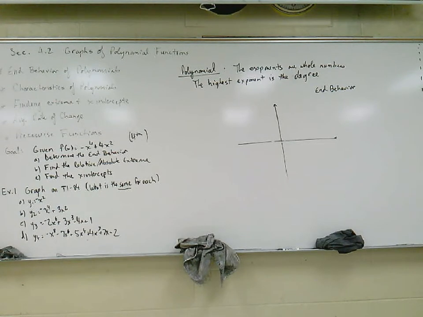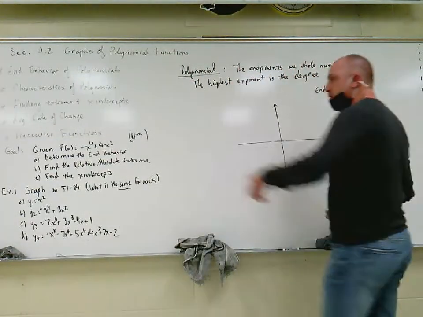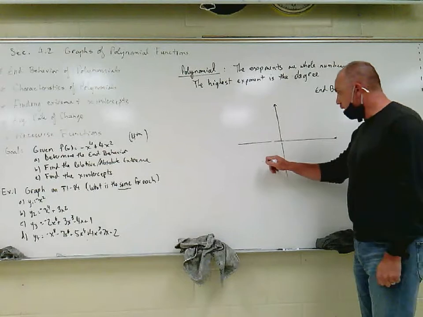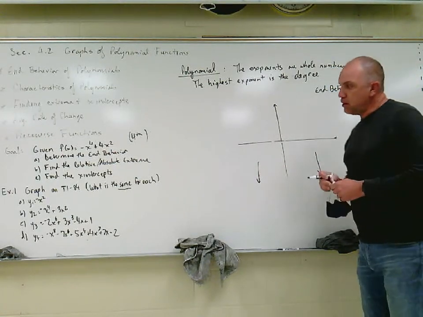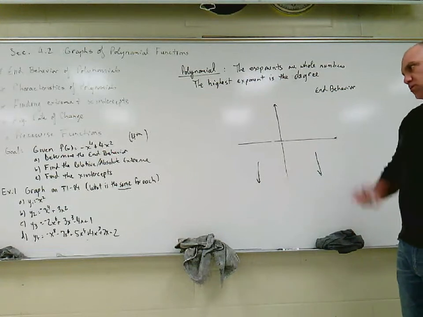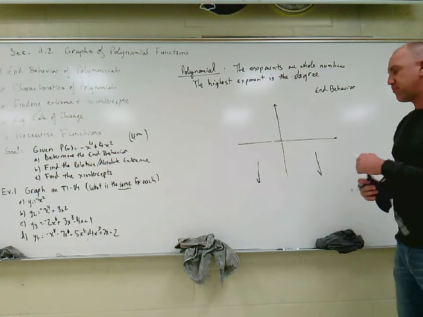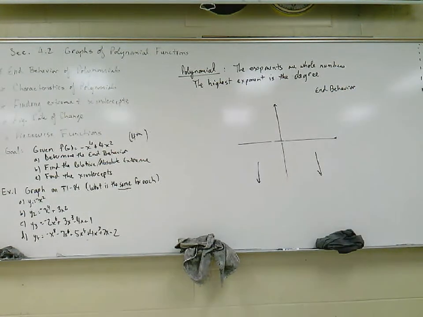Okay, so what do you notice about all of them when we put a negative in front? They all do what? They all go down. Okay. What on each of those graphs, not the picture, but what's something that all the equations have in common?